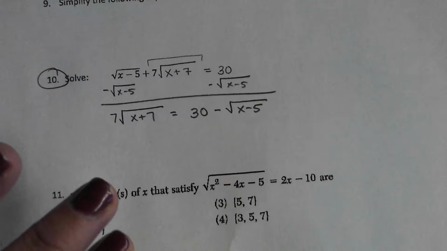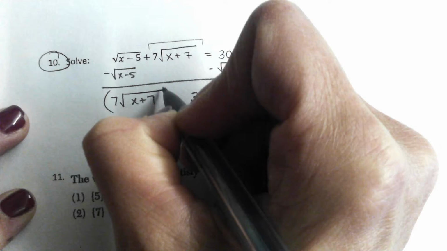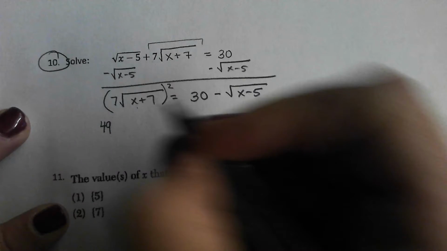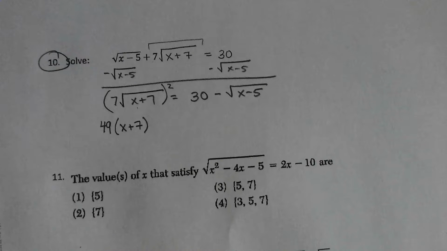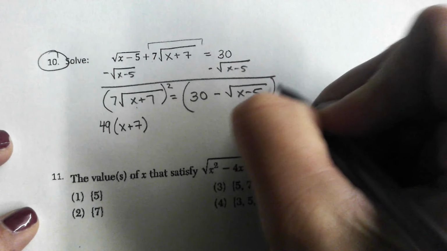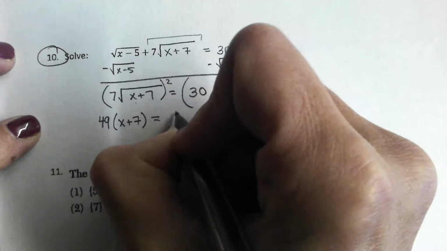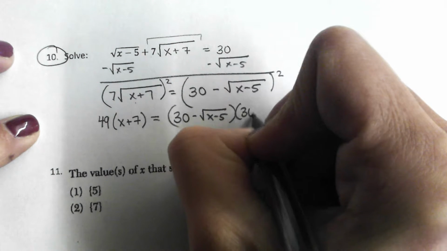So whichever one I isolated, Grace, will just cancel. So if I square both sides here, this 7 squared is going to be a 49. And the radical squared, the radical will just cancel, but it's a binomial, so keep it in parentheses because we will have to distribute that 49. The right-hand side, when I square it, though, that's a binomial, 30 minus something else. So I actually have to expand that and multiply it by itself.